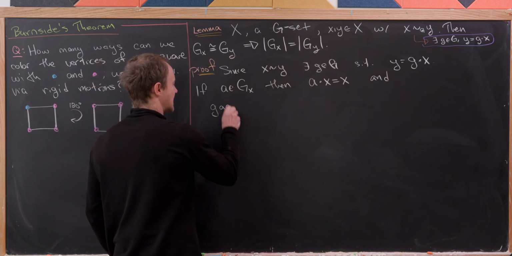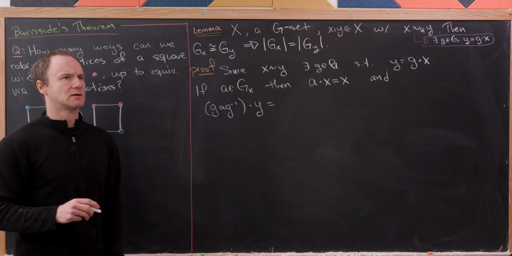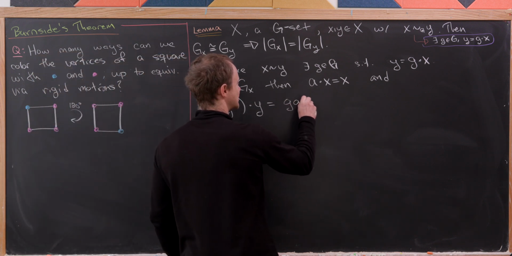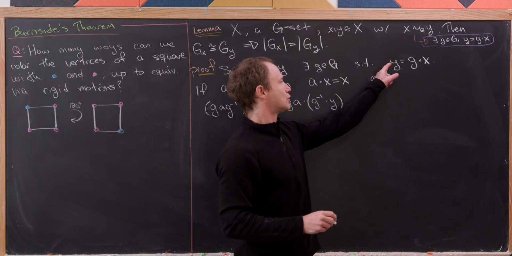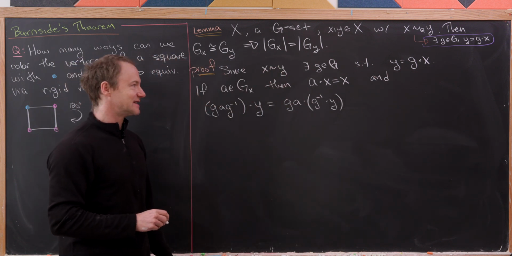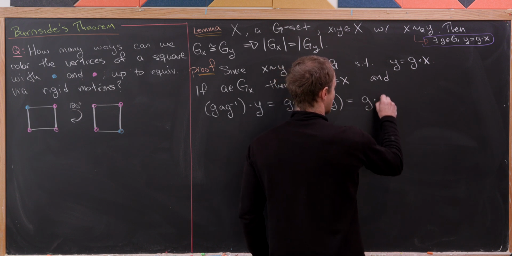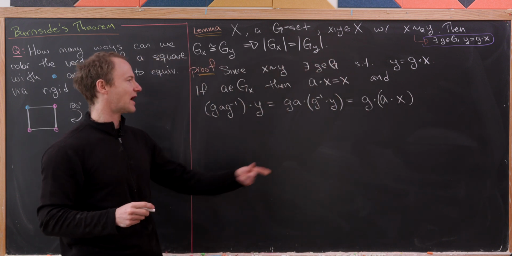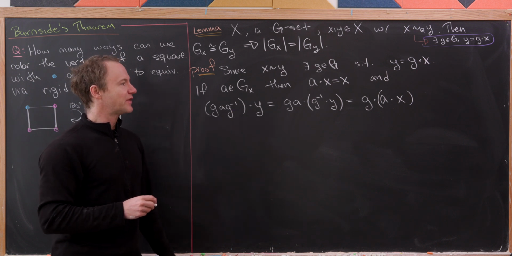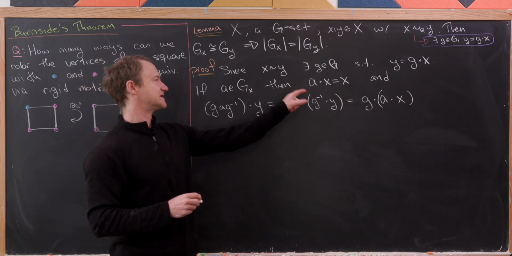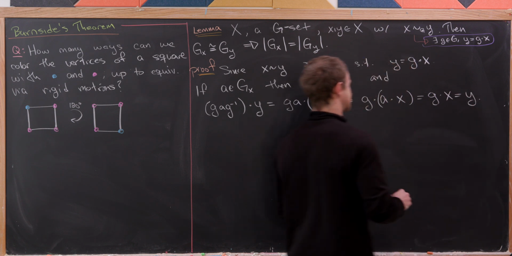Let's look at g a g inverse acting on perhaps y. But let's notice that by our rules for a group action, that's going to be the same thing as g a acting on g inverse acting on y. But since y is equal to g acting on x, that means that x is equal to g inverse acting on y. We did calculations like that in the previous video. So that's going to give us g dot a dot x, where I combined the fact that this was x with our rule for the group action where I can split those up. Okay, but then we know that a dot x is equal to x because a was in the stabilizer subgroup of x. So this turns into g dot x, but we know g dot x is y.